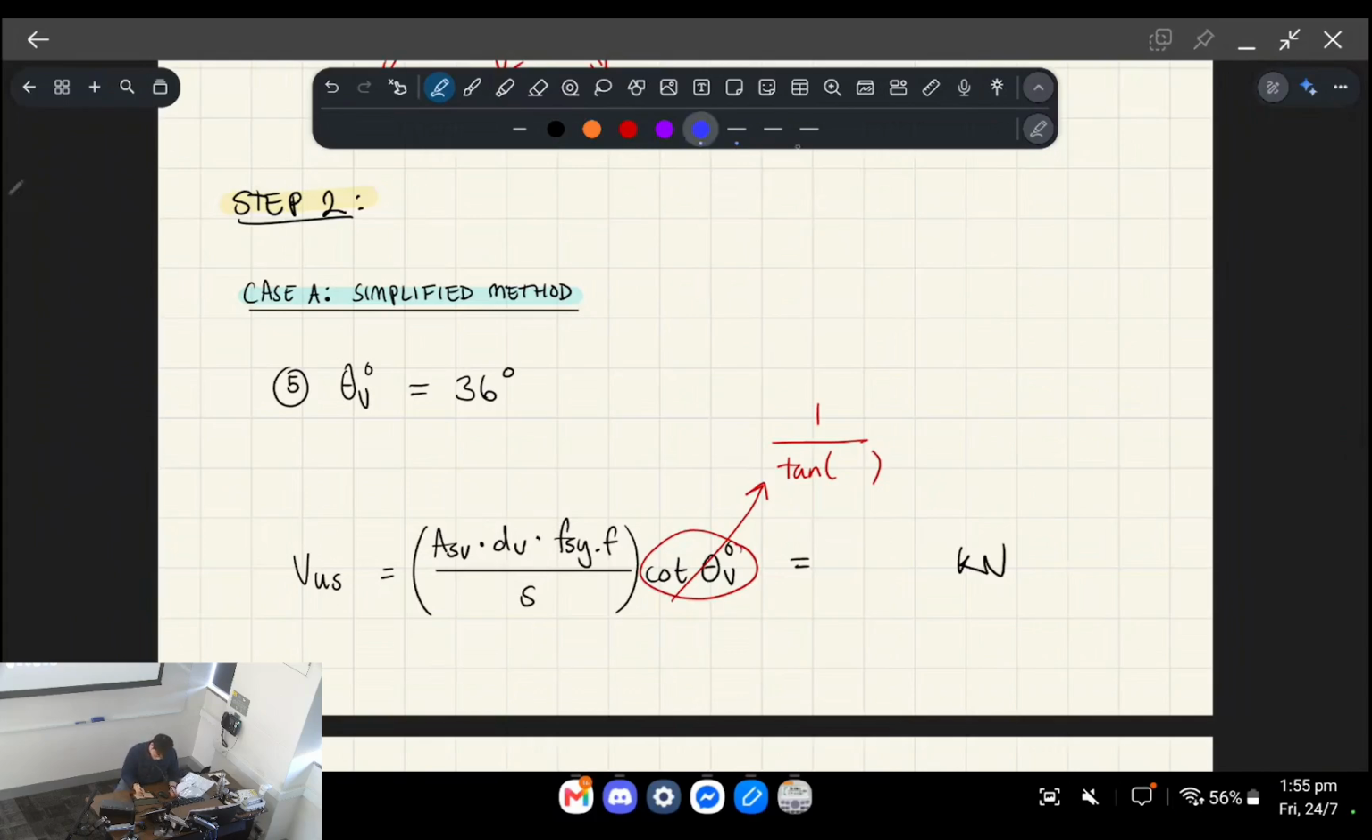Okay, so the simplified method essentially tells you that your inclination angle for your compression strut is 36 degrees, right? And that's just a flat number. So that's the simplified method, nice and easy. And we're going to use that and plug it into this expression, right?